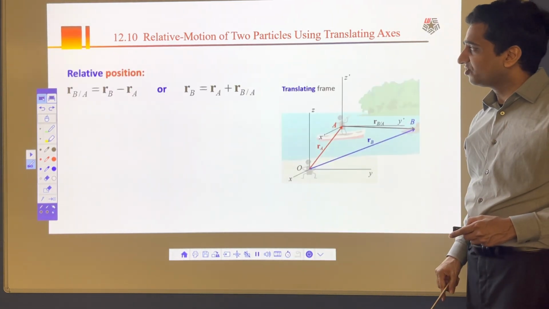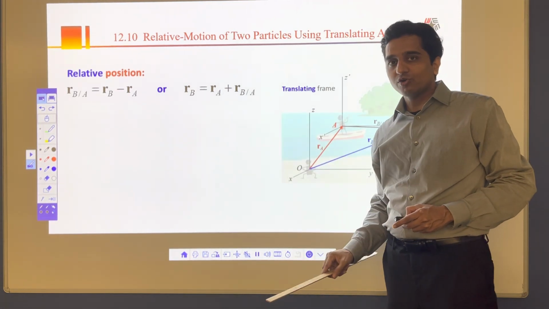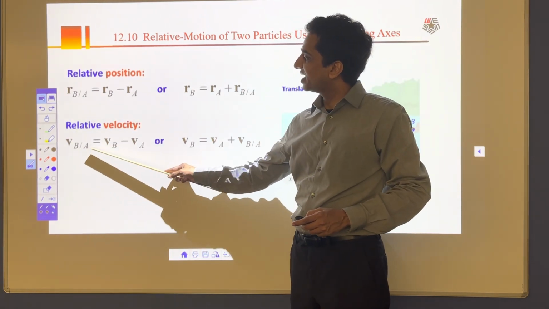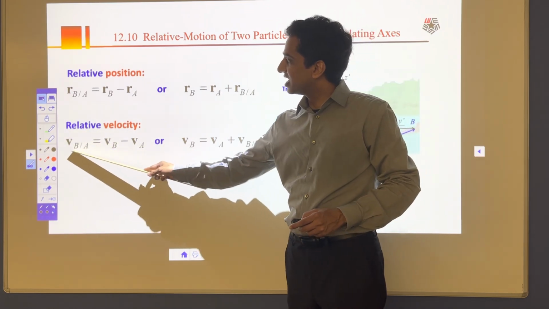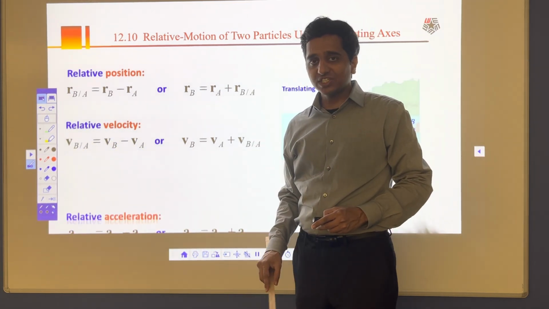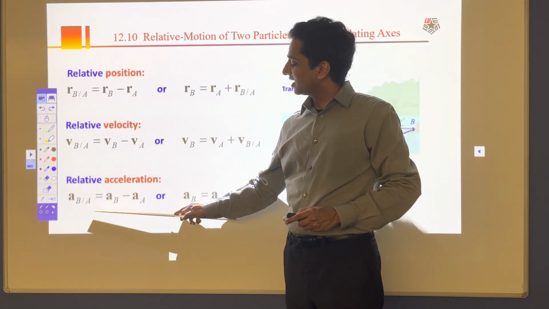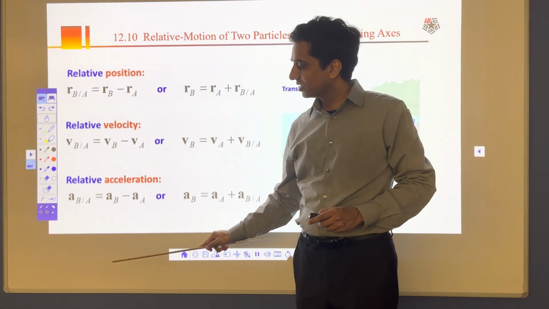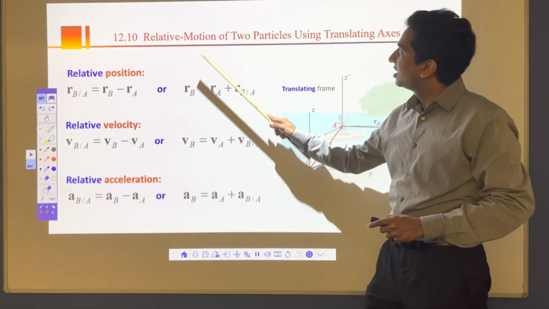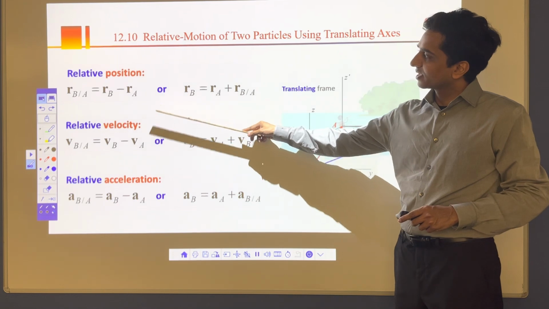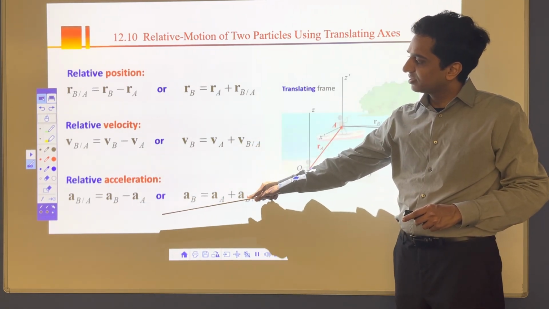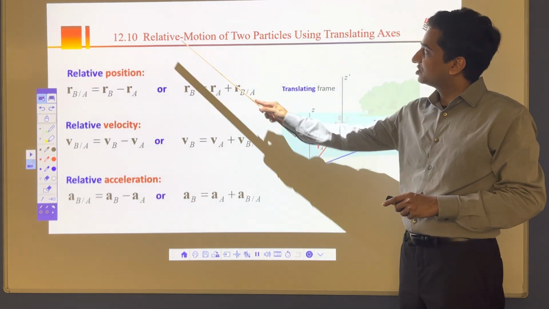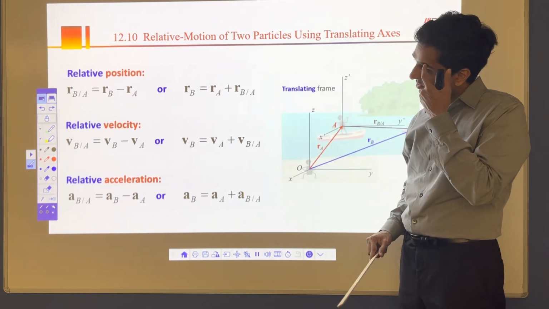If I want to know velocities, I'm going to differentiate this position equation with respect to time, and I'll get VB/A equal to VB minus VA. That's the relative velocity. If I want to know the acceleration of B with respect to A, then acceleration of B with respect to A is AB minus AA, differentiating the velocity equation with time. That's how you do relative motion of two particles A and B: position, differentiate to get velocity, differentiate to get acceleration. These are the formulas we use.